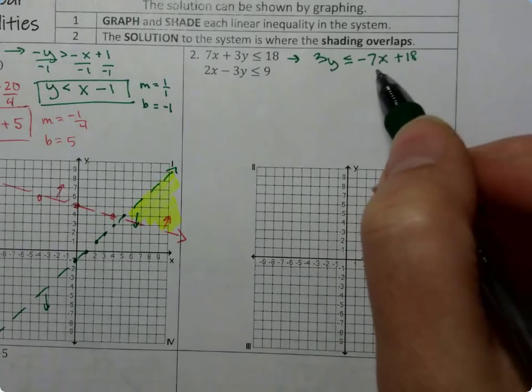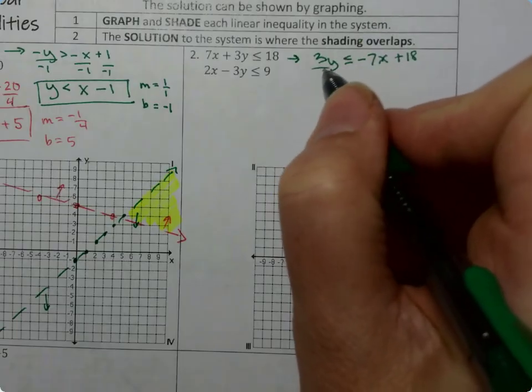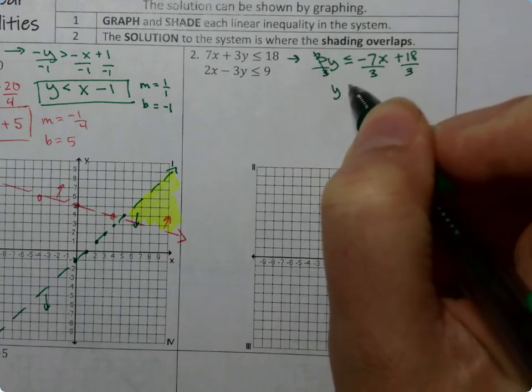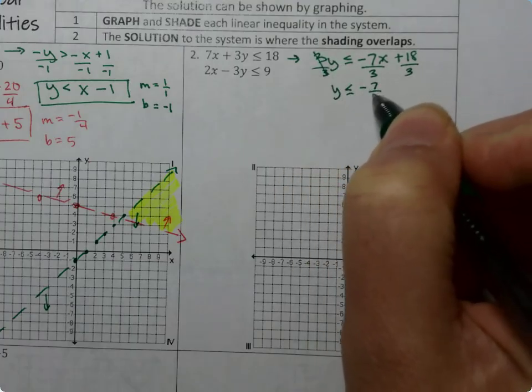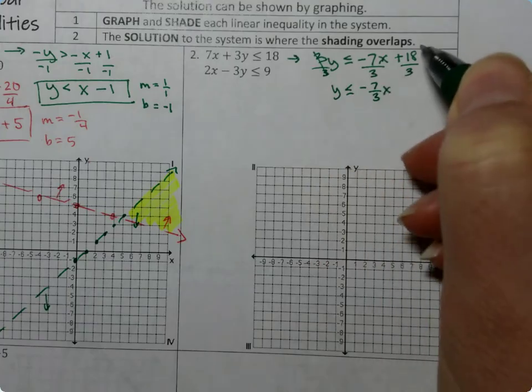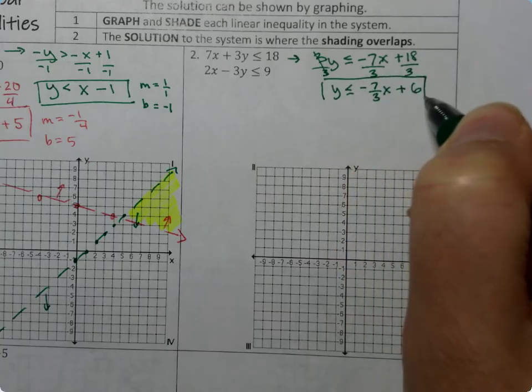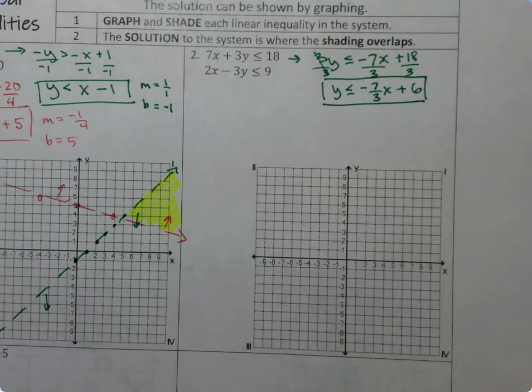So we've subtracted the 7x. I'm going to come in and divide each piece by 3. I would prefer leaving slope always as a reduced fraction, not a mixed number, not a decimal, but I'm going to clean up my y-intercept and get a +6. So again, if you don't multiply or divide by a negative, don't flip your sign.